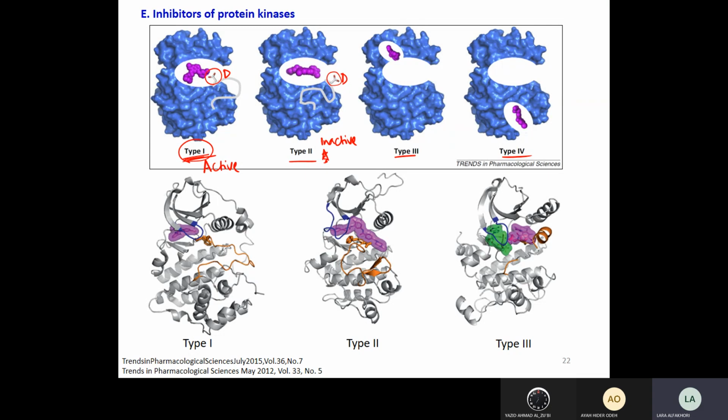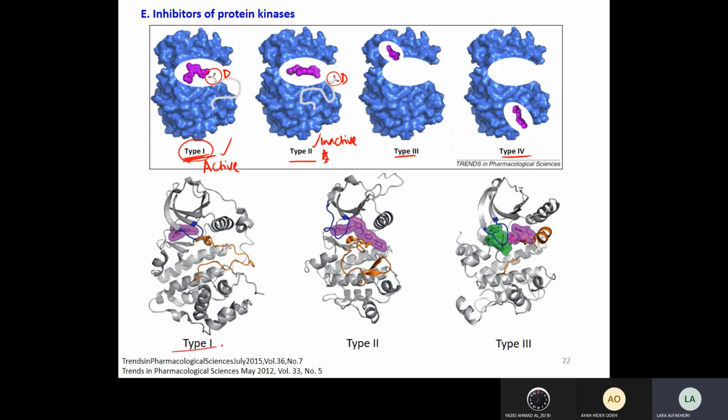Okay, it does not form hydrogen bond interactions with the hinge region. Type 4 occupies a completely different position in the kinase, an allosteric site in the kinase. It does not approach the adenine pocket, the hydrophobic pocket, or the allosteric pocket that is close to the ATP binding pockets. Okay, as I've mentioned, we will only talk about type 1 and type 2.